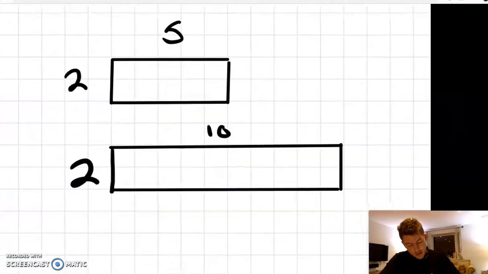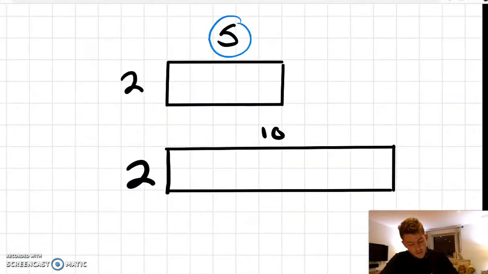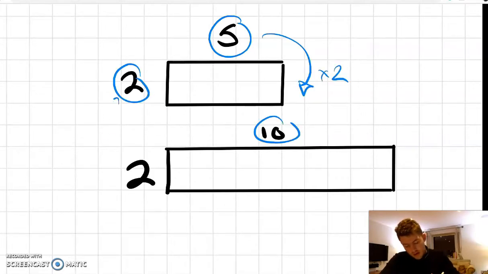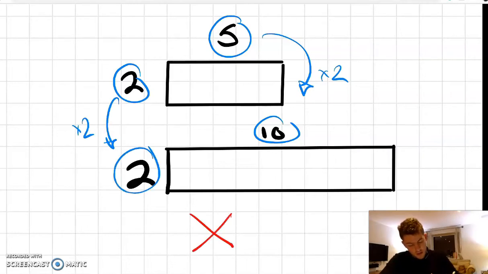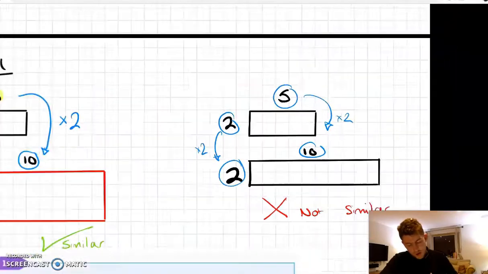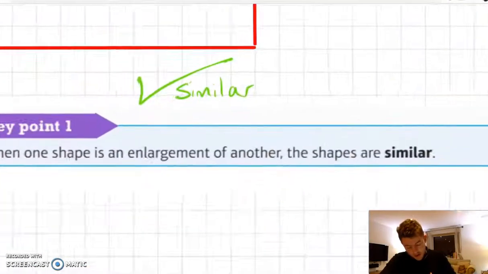Let's look at this example here. Again, 5 times 2 equals 10. Well, 2 times 2, does that equal 4? No, not similar. Copy that down in your book as a model and write the key point.